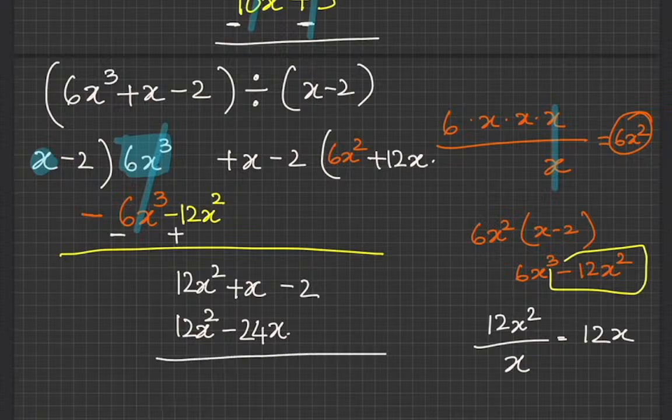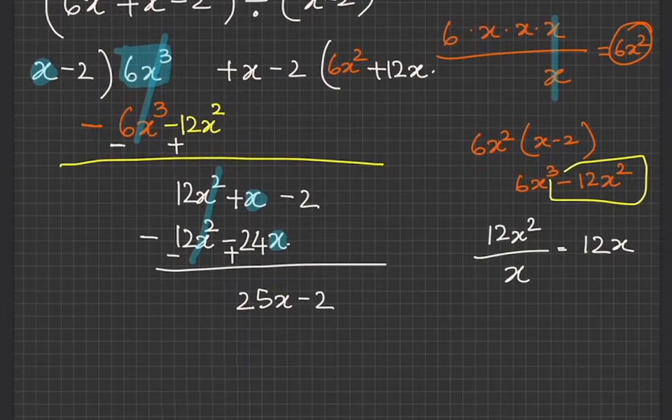So I'm going to subtract this. This is going to be negative. This is going to be positive. So I have 12x squared and 12x squared get cancelled. x plus 24x. Okay, x plus 24x. So it is a like term because both have x and the powers are also the same. So it becomes 25x minus 2.